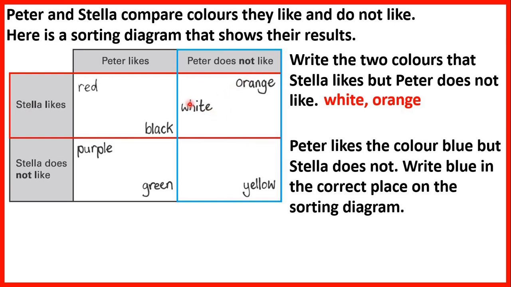Their colours, if we go across, we can see that Stella likes, but if we go up, we can see that Peter does not like.